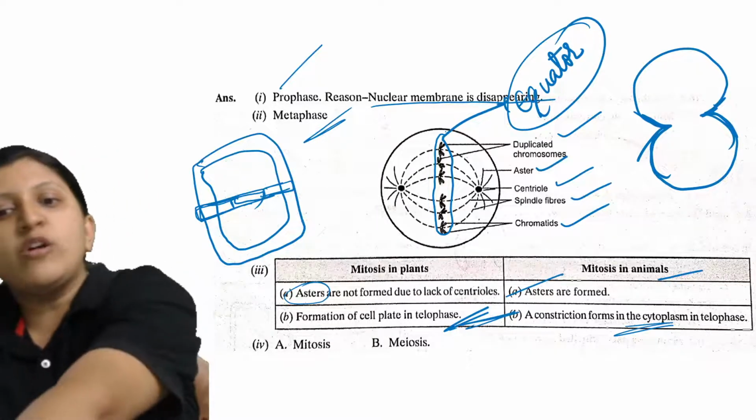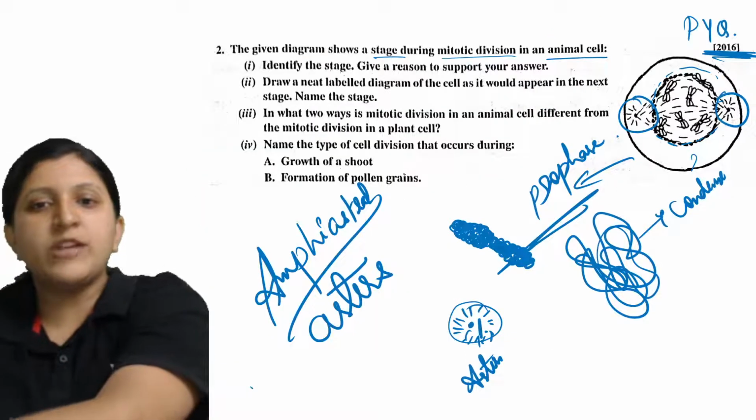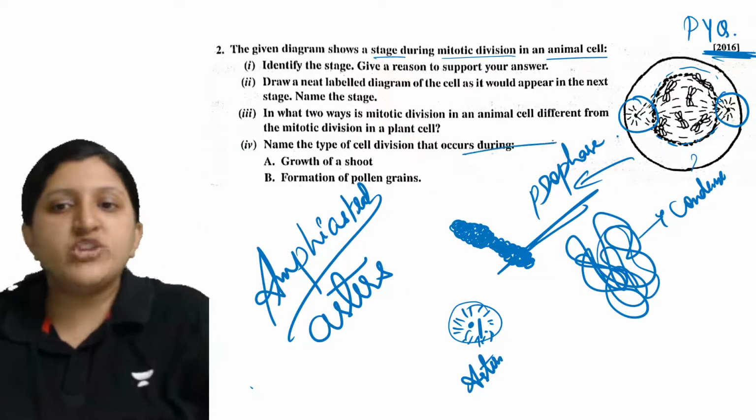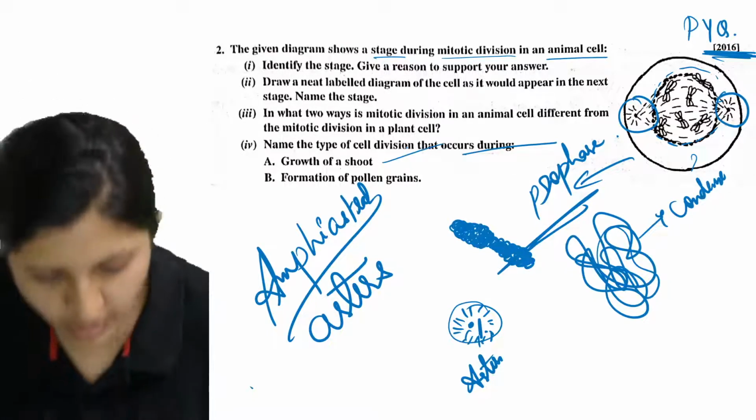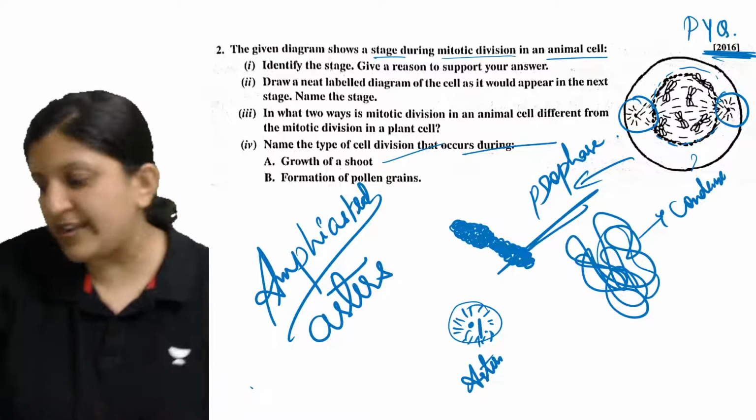Okay, so moving on to the next one. There is one more question. Name the type of cell division that occurs during growth of a shoot. Shoot growth is occurring, so what is that cell division?